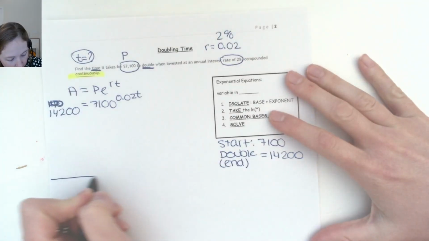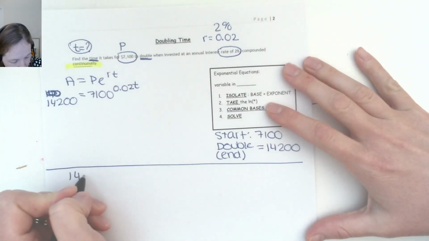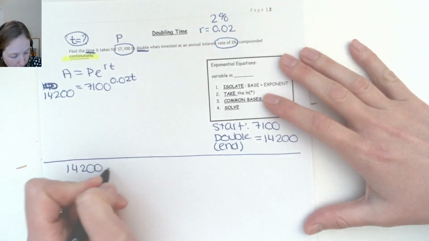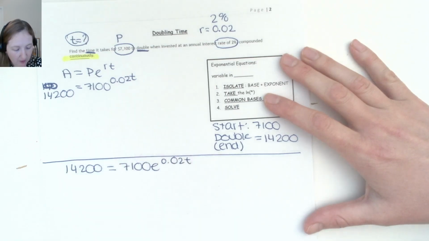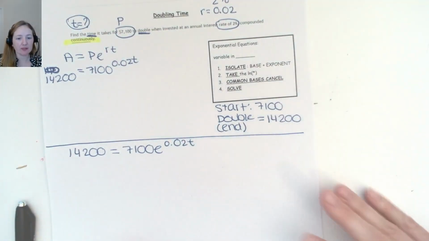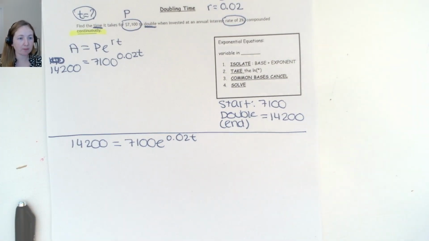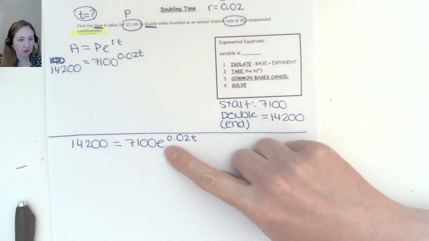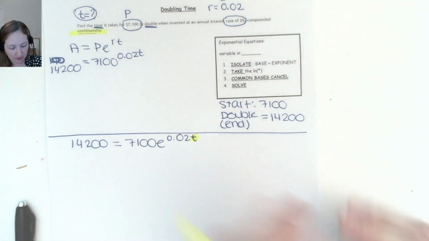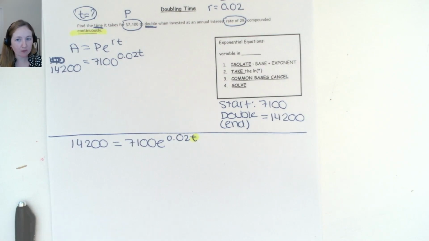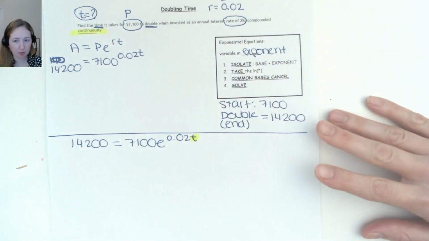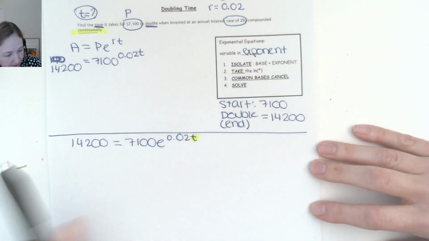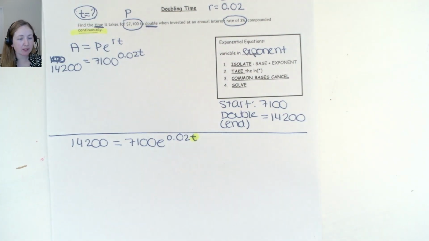So I'm going to write this equation below here. This is what I'm trying to solve: 14,200 is equal to 7,100 e to the 0.02t. What I really like to emphasize when I'm looking at this equation is, where is my variable? Remember, e is our Euler's number, the 2.718. That is not a variable. What we're trying to do here is find t. You'll notice that the variable is in the exponent. Because that variable is in the exponent, we have an exponential equation.